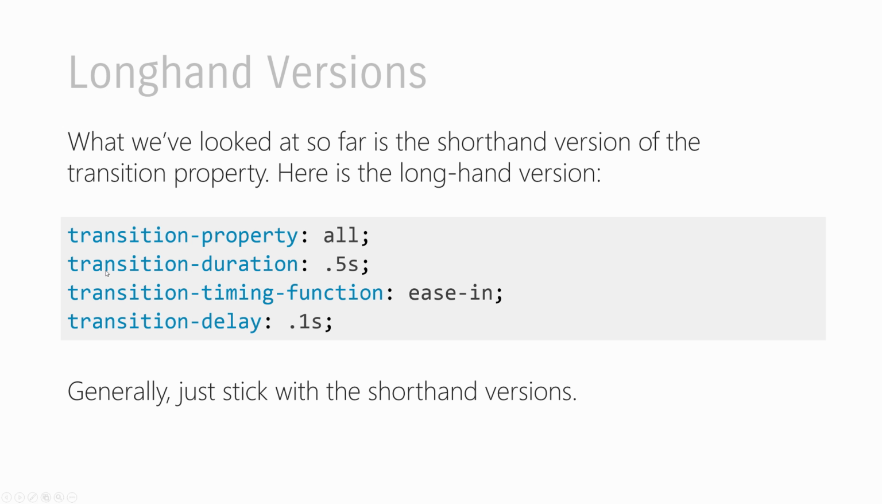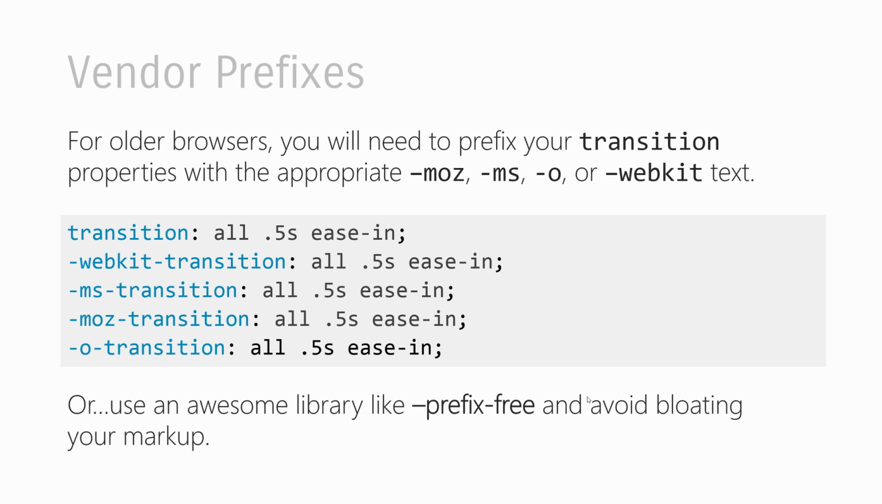But in general though, unless you really have a need to have the longhand property defined, I'll just stick with the shorthand versions. Save yourself the keystrokes, save the very limited bandwidth that it will take to download all these extra characters. So the final thing before we wrap things up is to talk about probably the most frustrating parts about working on cutting edge features like animations today, and that is vendor prefixing.